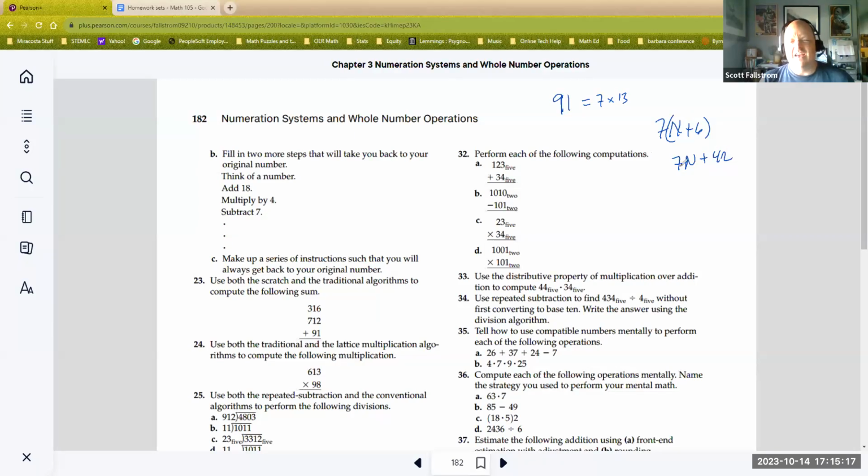Then you say, okay, now take that number and multiply by 13. And you're like, what? So you multiply by 13. Now you have 91n plus 13 times 42. Again, if I want to practice doing this multiplication, 10 times 42 would be 420. 3 times 42, why don't I do 3 times 40, which is 120, and 3 times 2, which is 6. So I get 546. Okay.